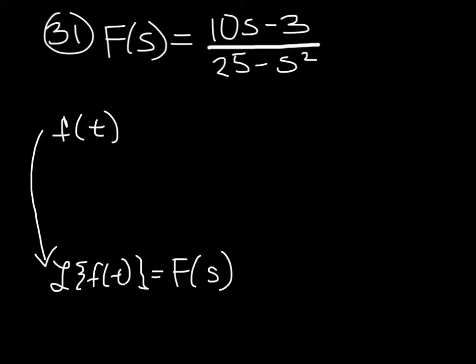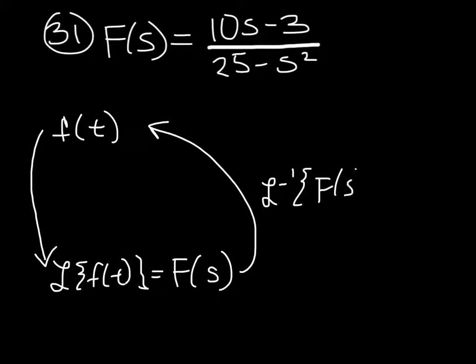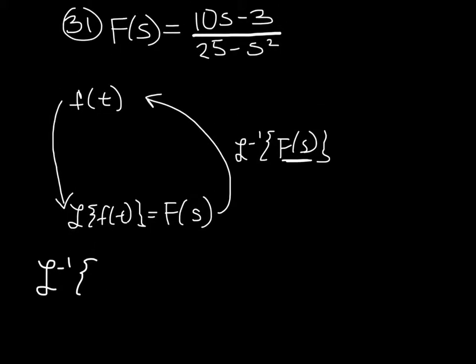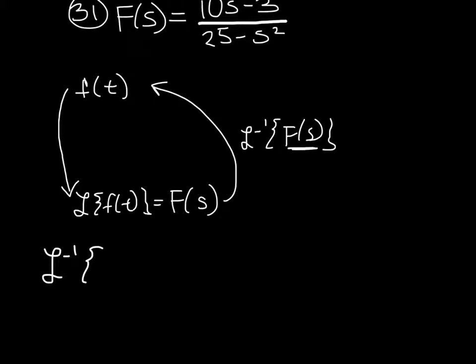Well, now we're going to start with F of s, and we want f of t, so that's going the other way. That's going to be the Laplace inverse of our F of s. Okay, so that's the idea. So let's go ahead and start this. So the inverse Laplace transform of F of s, and my F of s is 10s minus 3 over 25 minus s squared.